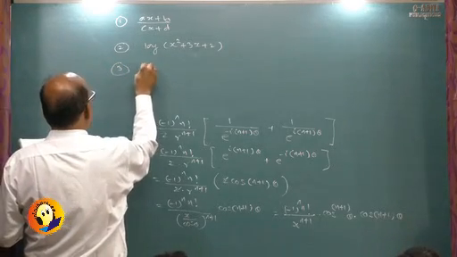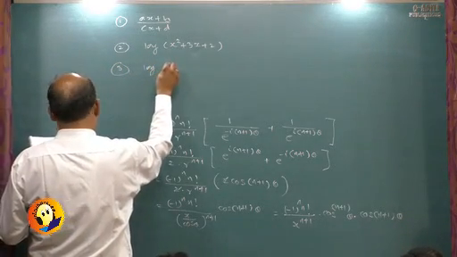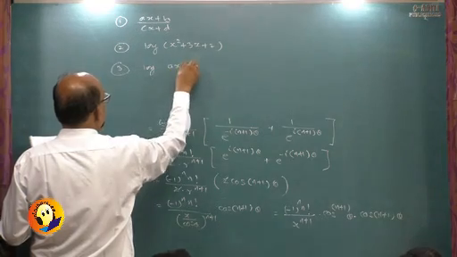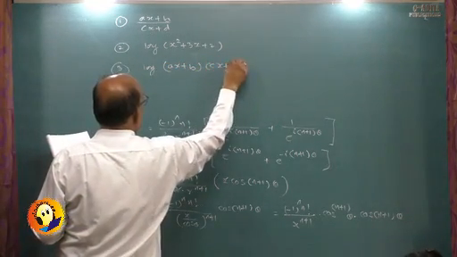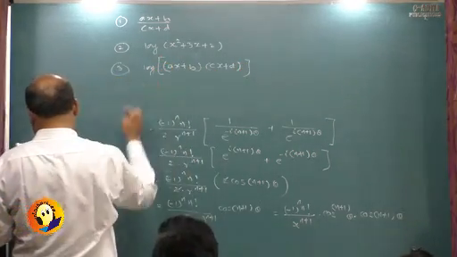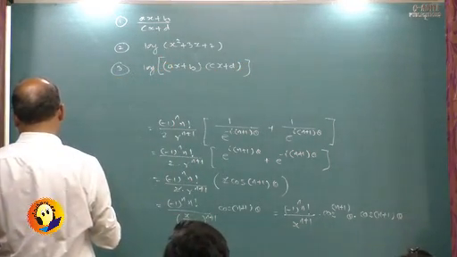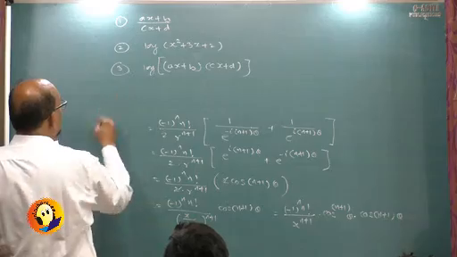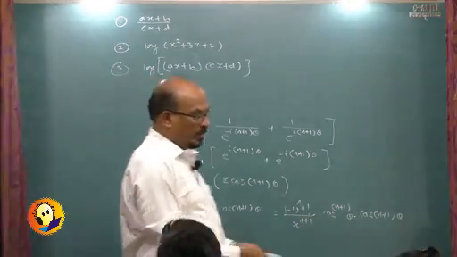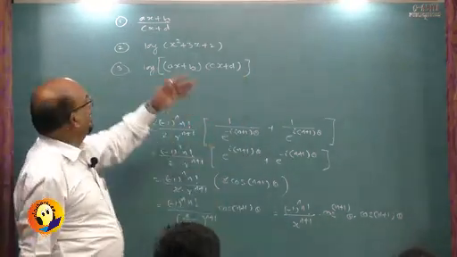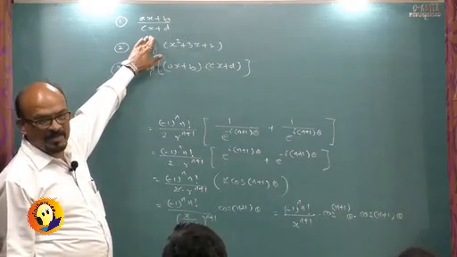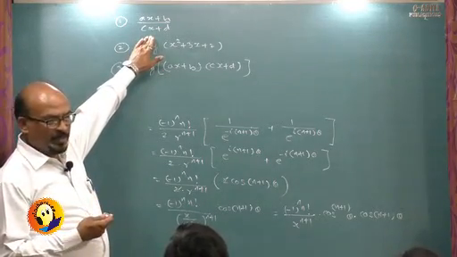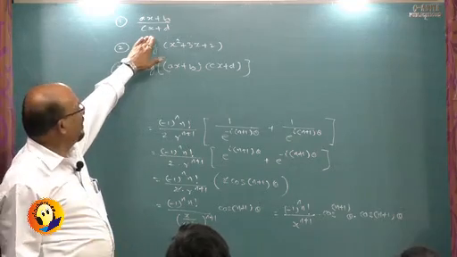Third, log of ax plus b into cx plus d. So these three. What is there? This one we have already done, 2x plus 3 upon 5x plus 7. Only thing is it is in terms of a and b. So we can very well do it.